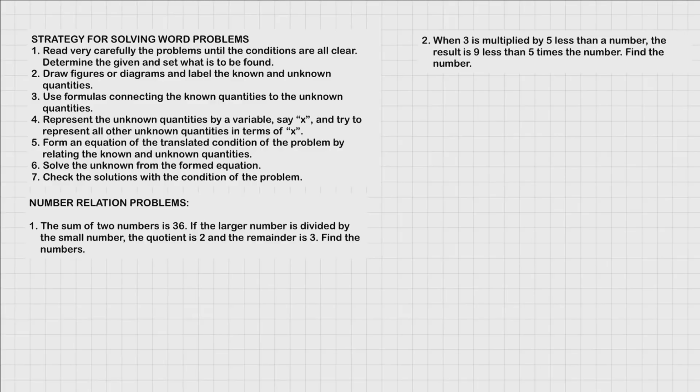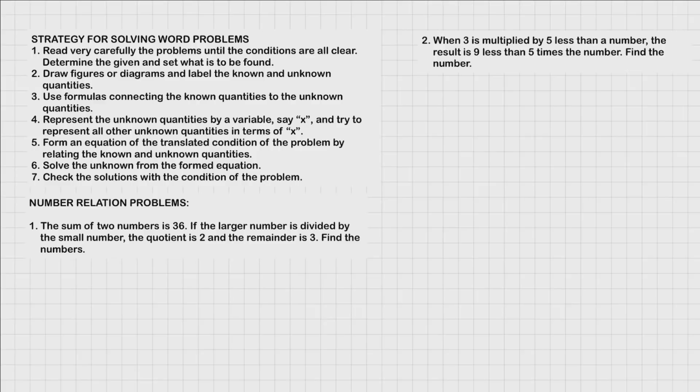Alright. So the first word problem we're going to tackle is number relation problems. So we're going to do this by solving some problems. So example number 1. The sum of two numbers is 36. If the larger number is divided by the smaller number, the quotient is 2 and the remainder is 3. Now we are to find those numbers, the larger number and the smaller number.